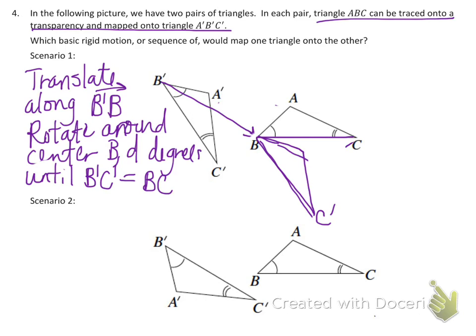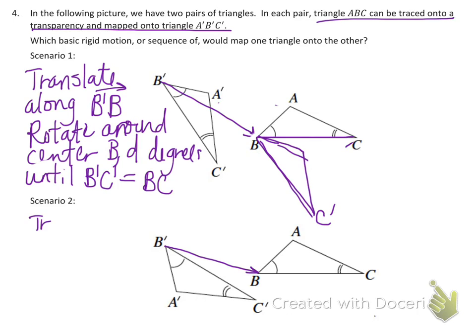Okay, so let's look at scenario 2. What do you see in scenario 2? If you want a chance to look at it before I talk, you can pause. But in scenario 2, I can see that if I translate along this vector, B prime B, it puts me in the situation of exercise 3, and I know how that would go.